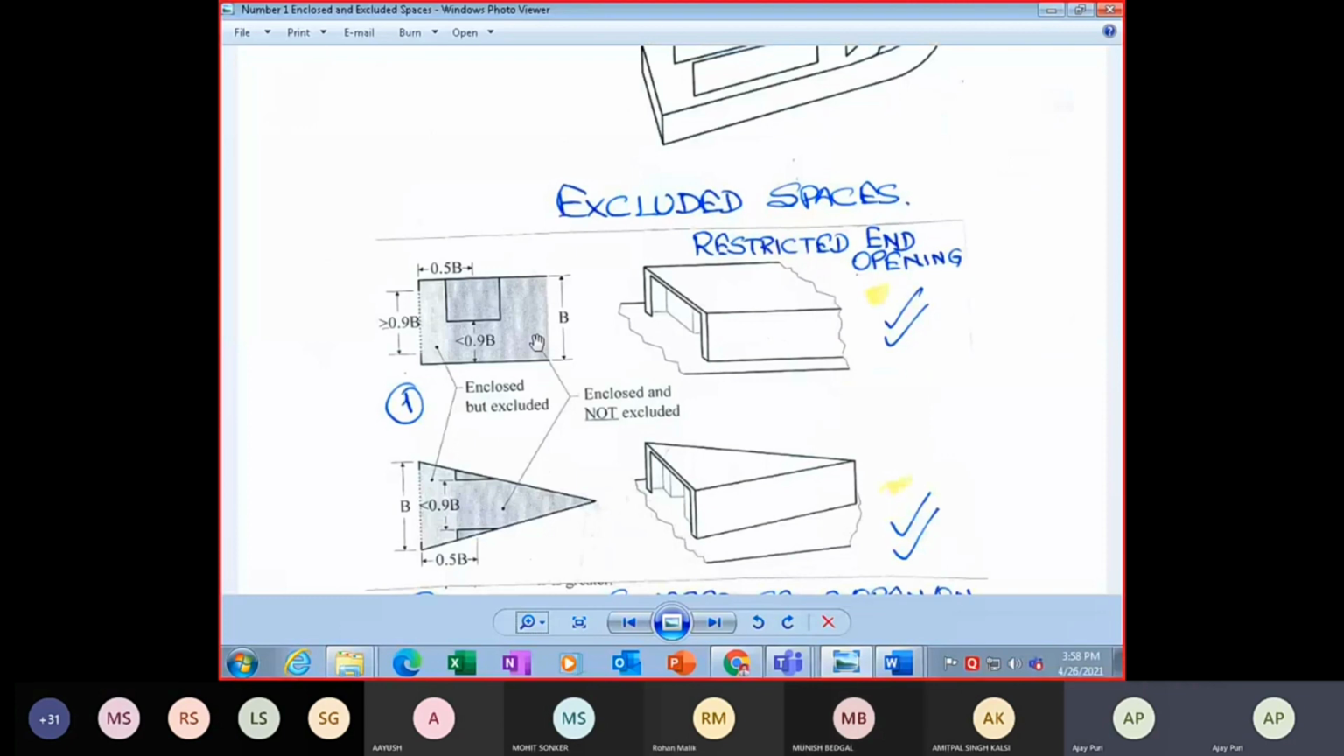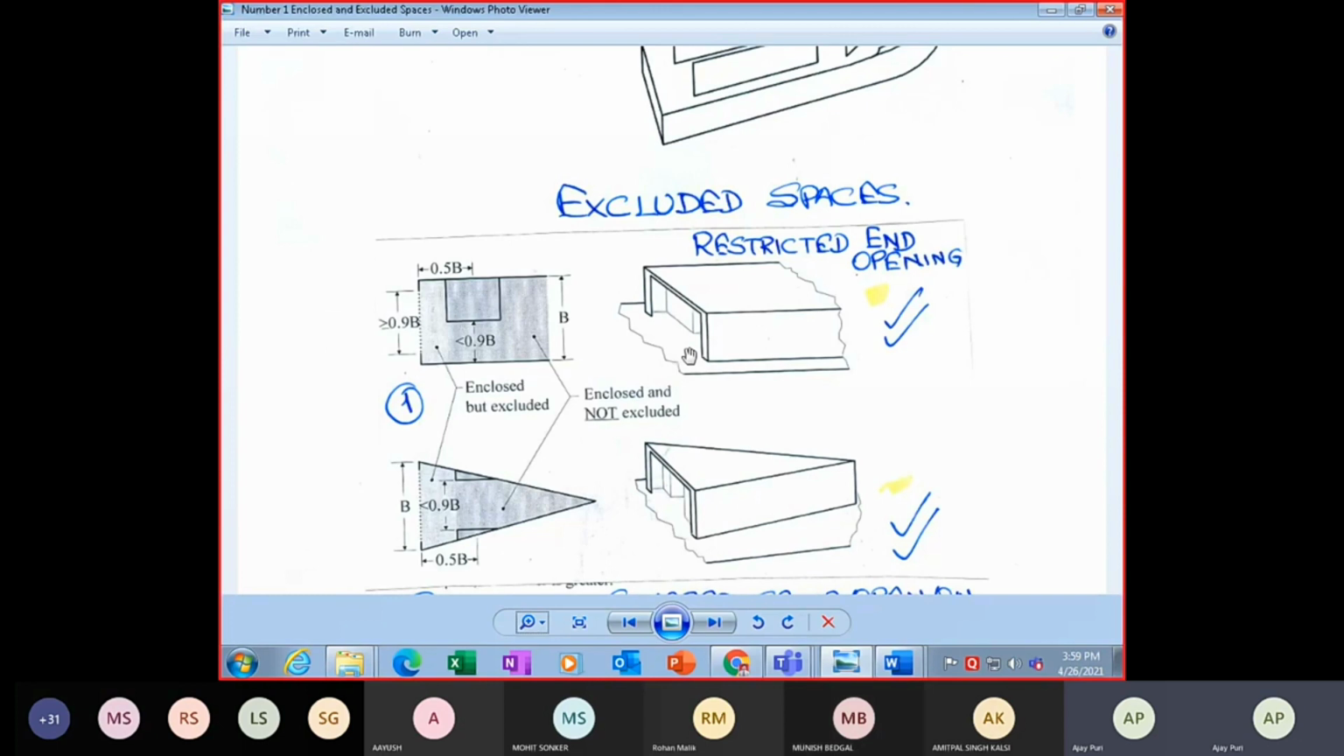Now this was the one which we had seen. This is B by 2 or 0.5 B. There is one more enclosed restriction here, and the breadth between here and this point is less than 0.9 B. And from this opening to this opening, because this is a little edge here, the distance is greater than 0.9 B. Then only up to this line will be enclosed but excluded.